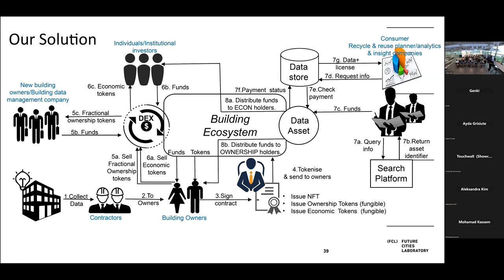And there's a mechanism where the stakeholders can buy and sell both the ownership tokens and the economic tokens on the DEX. We also have implemented another smart contract for the consumers of information. They can pay the NFT smart contract, and these funds are then proportionally split between the economic token holders and the ownership token holders. So that's also implemented as part of the smart contract. So we have implemented everything that's related to the blockchain or needs the blockchain in this solution.